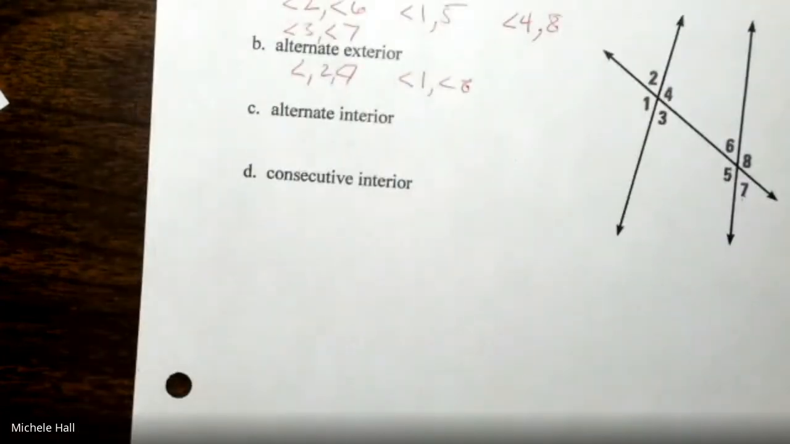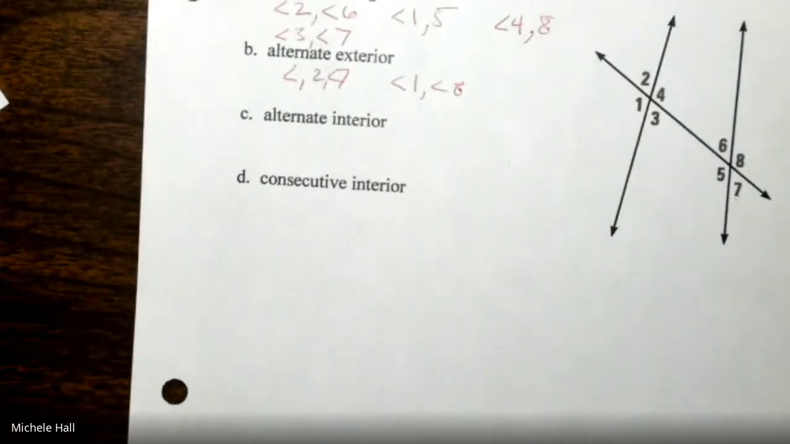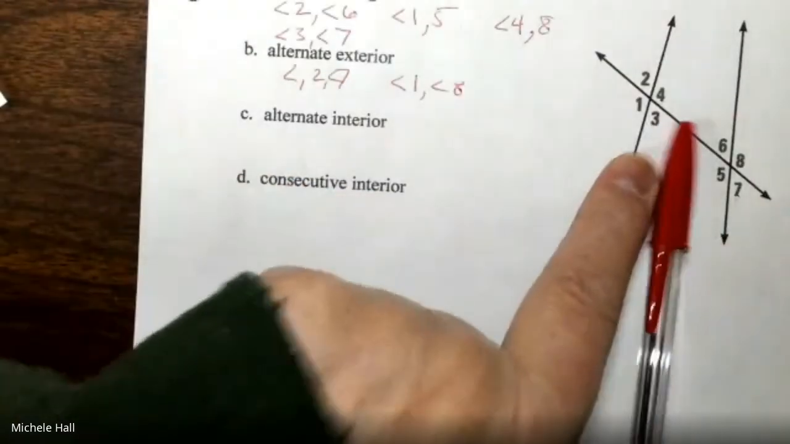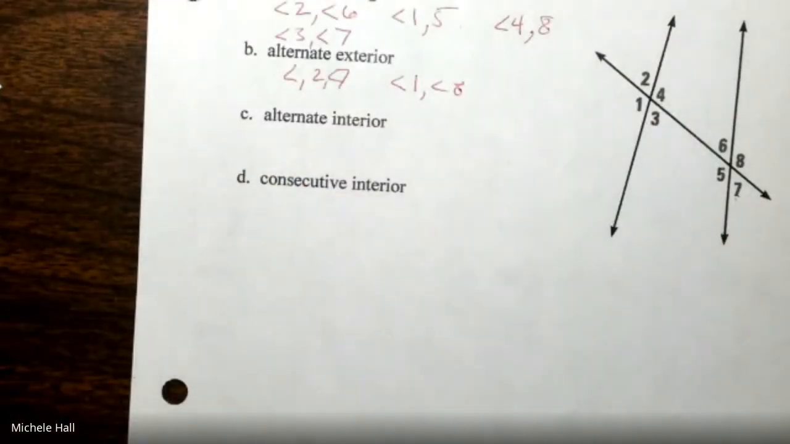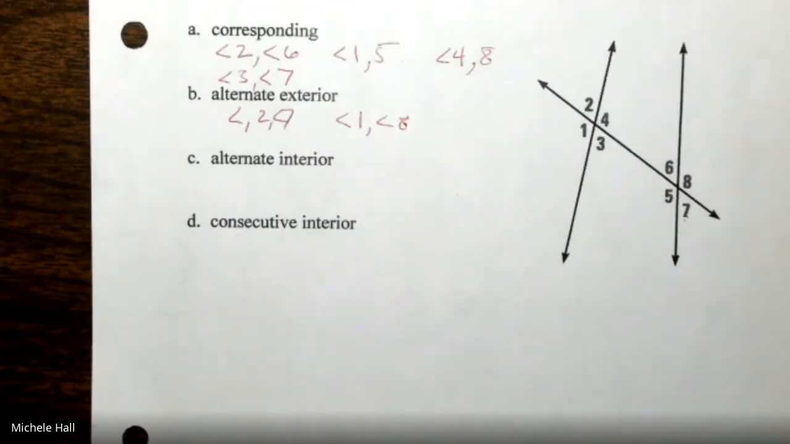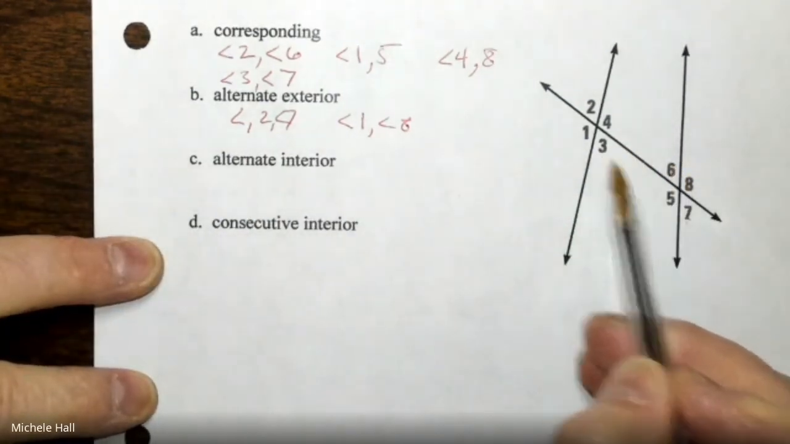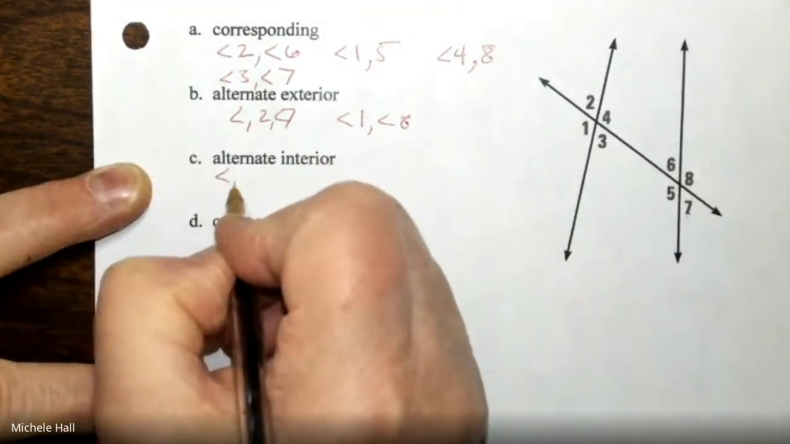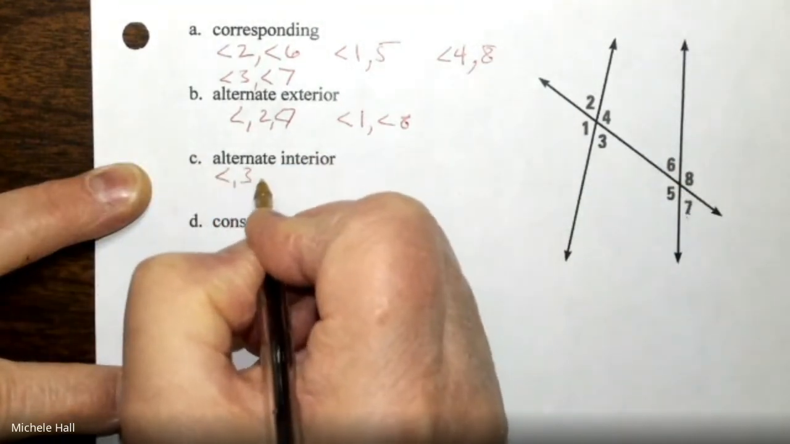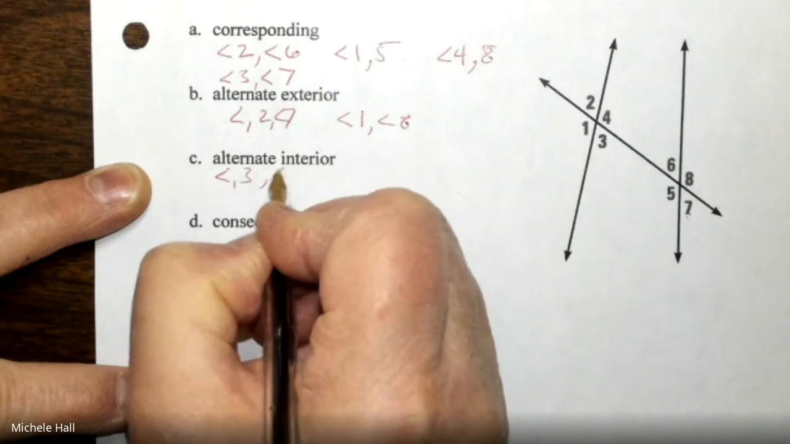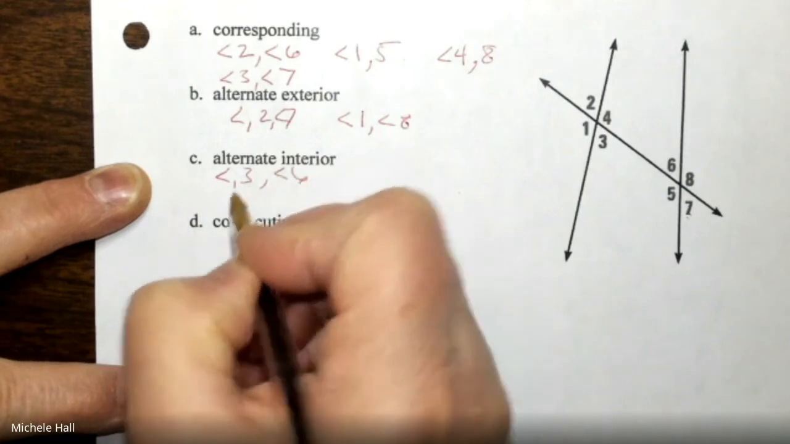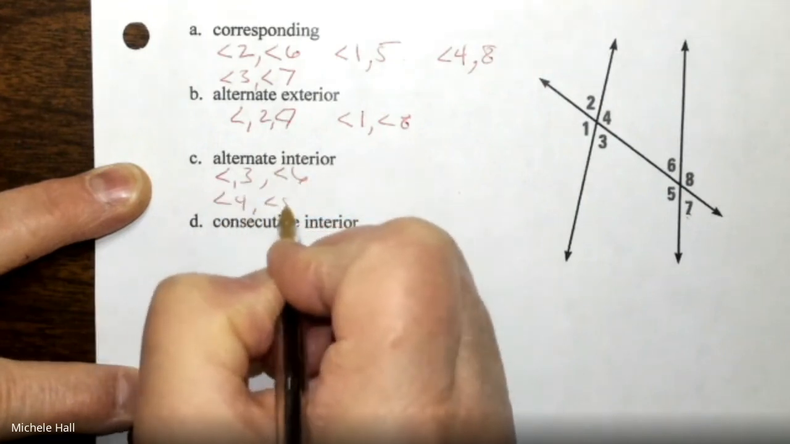All right, try alternate interior. Now we're looking on the inside of the lines. Name 2 sets of angles that are alternate interior. 3 and 5 are not alternate. They are interior, though. 3 and 6 would be alternating, and they're on the inside. I agree. One more. 6, and then angle 4 and angle 5.